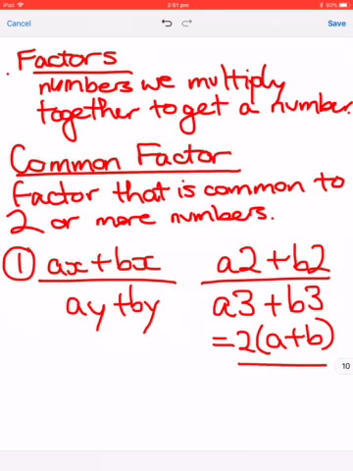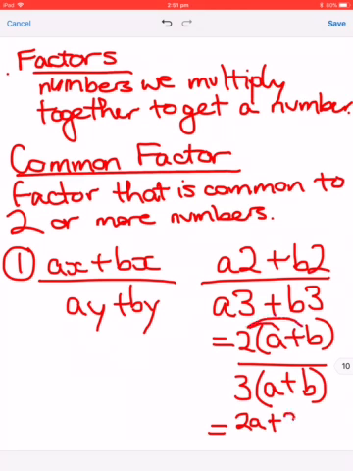And then down the bottom, what's the number that's common? Well, 3 is common, so you do 3 outside of A plus B. Now if you're wondering why you do that, well, when you multiply this through, this actually means 2 times A plus 2 times B. And you divide that by 3 times A plus 3 times B. So that's how you'd factorise that.